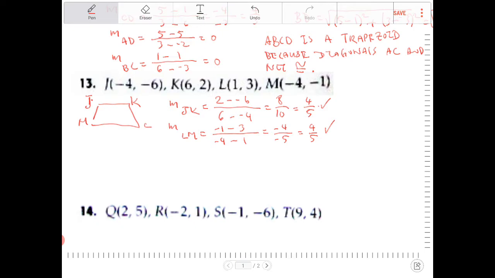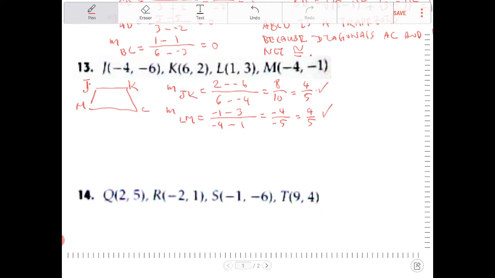I want to now see whether or not it's an isosceles trapezoid. What I will do is I'm going to find whether or not JM and KL are the same length. JM, this time I'm finding the legs of the trapezoid and not finding the diagonals. So the length of JM is negative 4 minus negative 4 squared plus negative 1 minus negative 6 squared. And that is the square root of 0 squared plus 5 squared. And that's just 5.